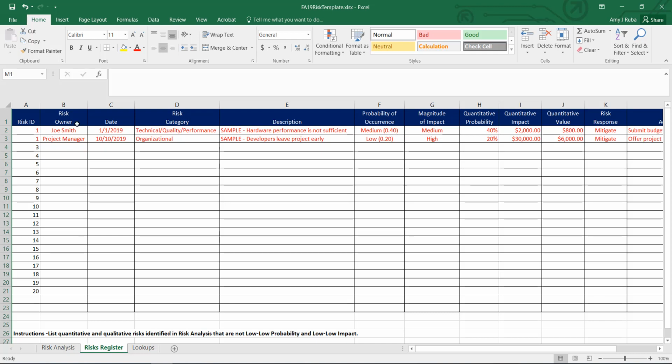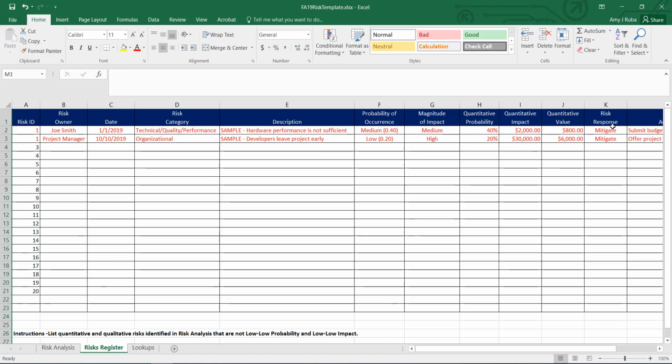The risk owner is the person responsible for managing the risk. The date is the date that the risk was identified. You will then bring over the risk category, description, probability of occurrence, magnitude of impact, as well as the risk response from your risk analysis.